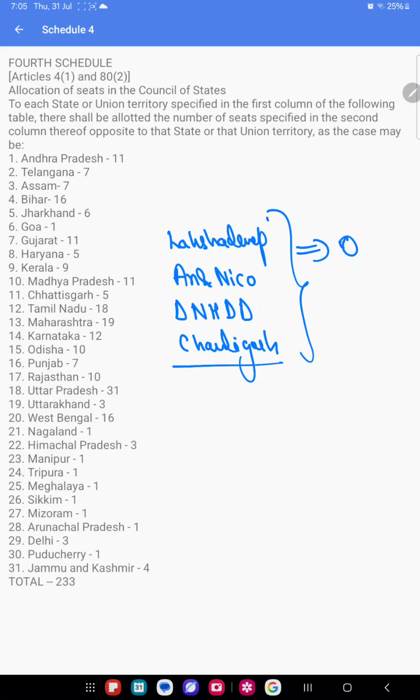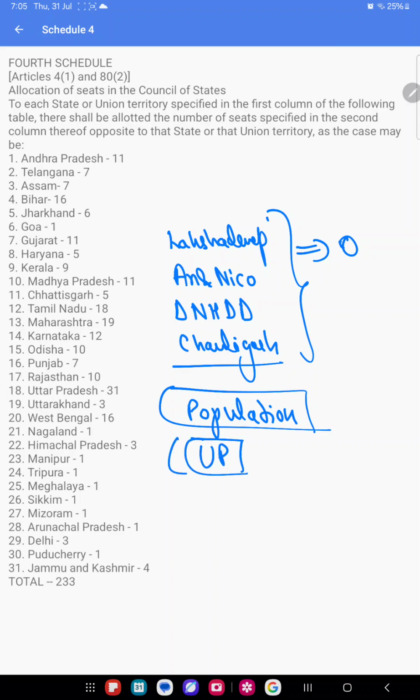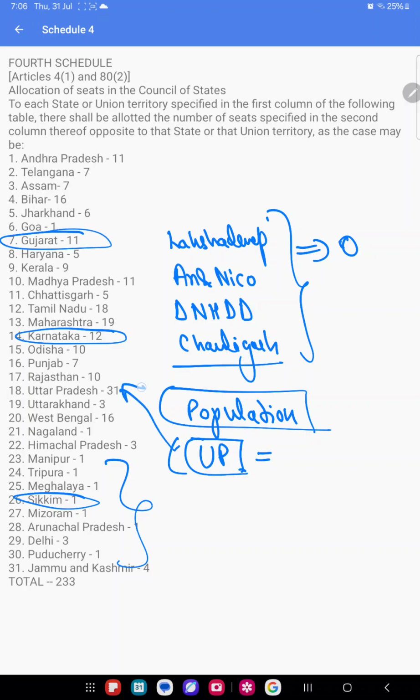Apart from that, you must remember that the allocation of seats under this schedule is based on the population of a state, and this becomes a point of contention because states like UP, which has more population than any other state, get more representation than other states, like just 1 seat for Sikkim, Tripura and other northeastern states, while others like Karnataka also get small numbers, and Gujarat gets 11 seats. In comparison to that, UP gets 31 seats, that is the maximum number of seats.